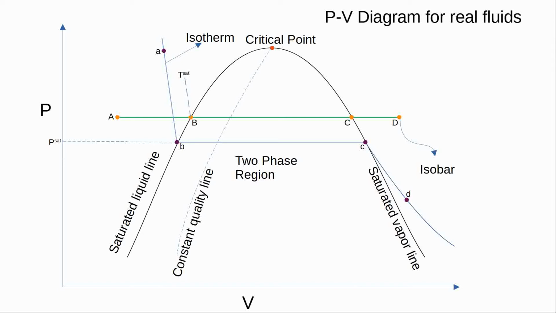In between the saturated liquid line and the saturated vapor line, we have the two-phase region where the fluid is a mixture of liquid and vapors. Now let us understand this further. Let's take a fluid which is at point capital A, the orange point. At constant pressure, we start heating it up. At point B, the first droplet of vapor forms in the body of the liquid.